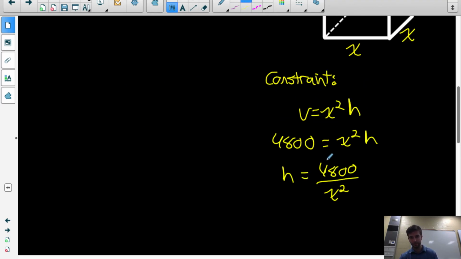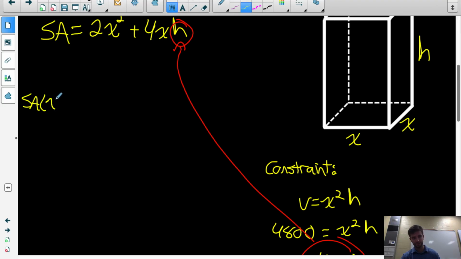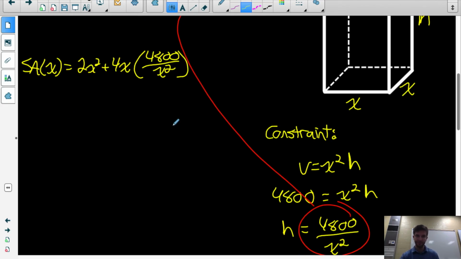So what I can do now is replace h in my surface area equation with what I figured out h is equal to, to keep the volume at 4,800 centimeters cubed. And now what I have is a surface area equation written in terms of one variable. That's always our goal when we're doing these optimization questions: generate an equation based on one variable using the constraint given. So I have 2x squared plus 4 times x times what h is equal to written in terms of x, which is 4,800 over x squared. So this is the surface area equation. If I was interested in minimizing the surface area, I could just find the derivative of this, set it to 0, and solve. But I'm interested in minimizing the cost, right?